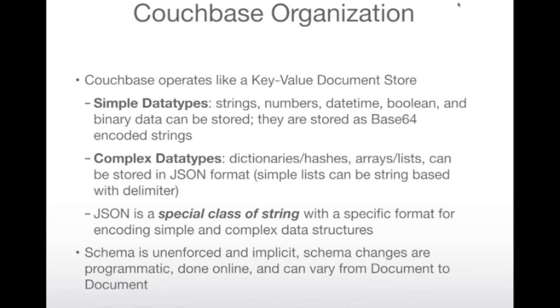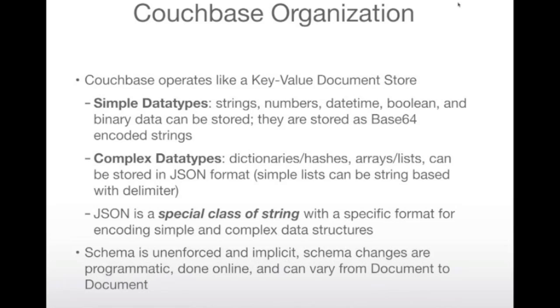Couchbase operates like a key-value store, a key-value document store. Of course, we can also store all the simple data types that you would expect. We can also store binary as well. What's really interesting is that you can represent complex data types in the JSON format. So JSON documents allow you to represent your object model more directly.